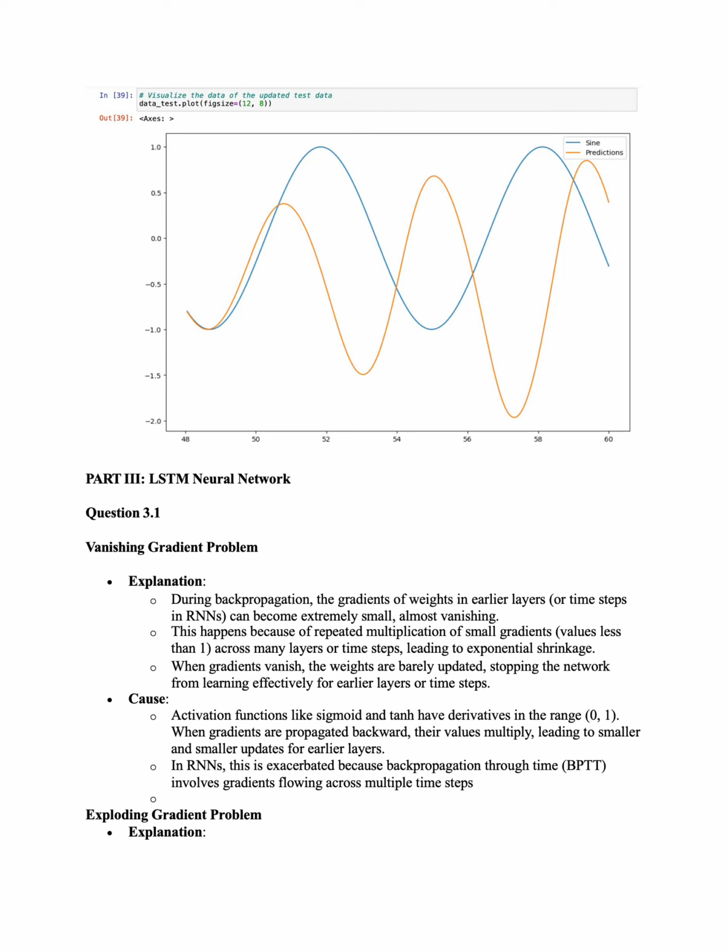During backpropagation, the gradients of weights in earlier layers can become extremely small, almost vanishing. This happens because of repeated multiplication of small gradients across many layers or time steps, leading to exponential shrinkage. The cause is that activation functions like sigmoid and tanh have derivatives in the range 0 to 1. In RNNs, this happens because backpropagation through time involves gradients flowing across multiple time steps.